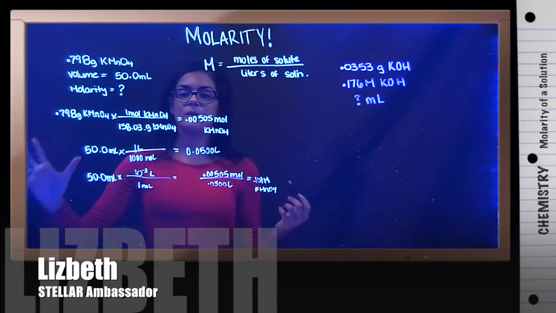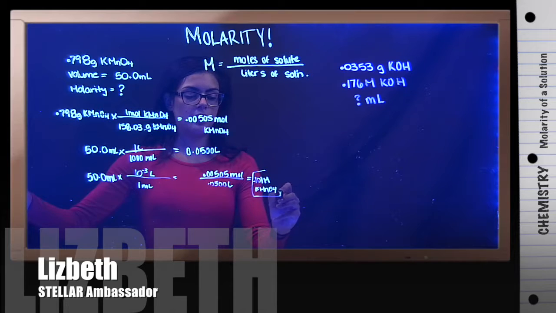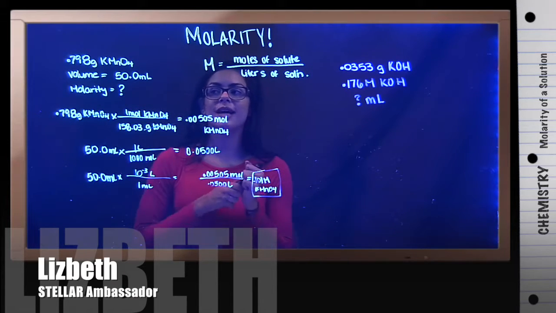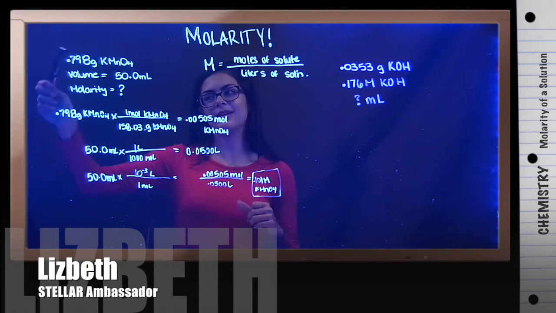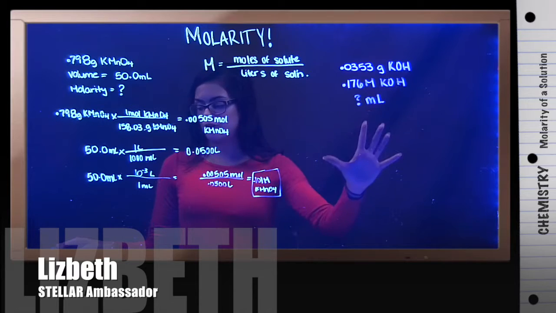So the answer for that, the molarity of this solution we would create, is 0.101 molar potassium permanganate. So that's how you find molarity when you're given grams and volumes that's not in liters. This one's a little trickier.